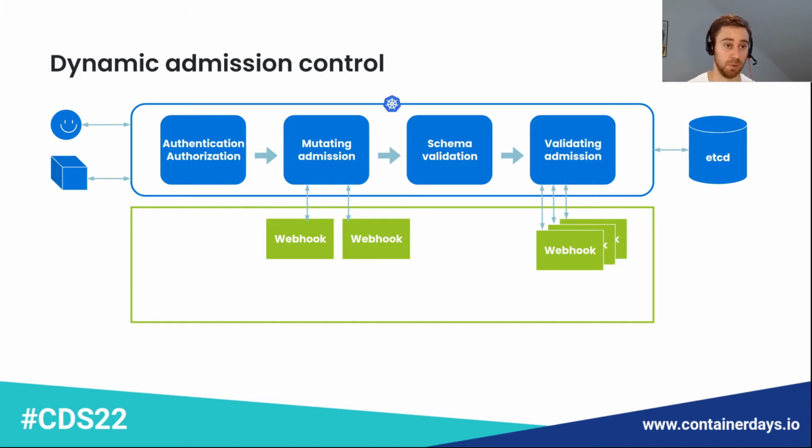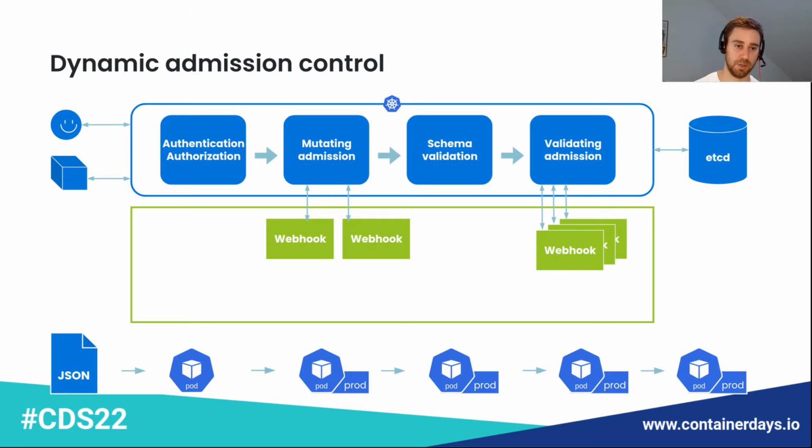Let's take an example. Let's say that our user on the left wants to create a pod. And we want to ensure that in our cluster, all the pods have an annotation prod. So here we have an example, and let's see how it looks going through the phases. The user does a kubectl apply and we get the JSON request, which is just a JSON. The request goes through the authentication and authorization phase, which succeeds, and then we go to the mutating admission phase, where we have the webhooks.